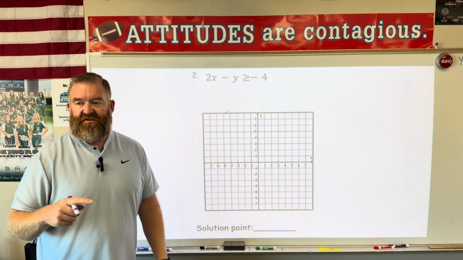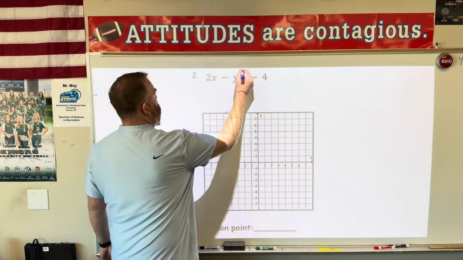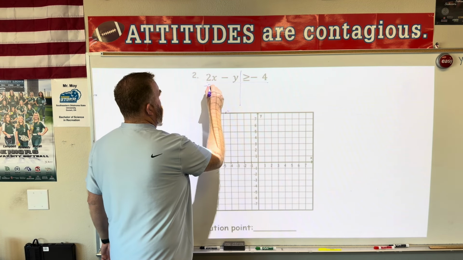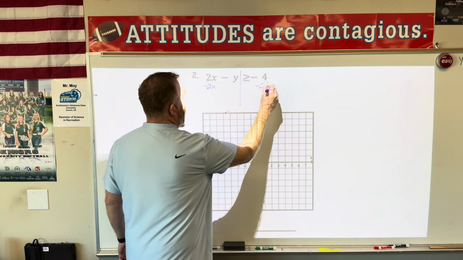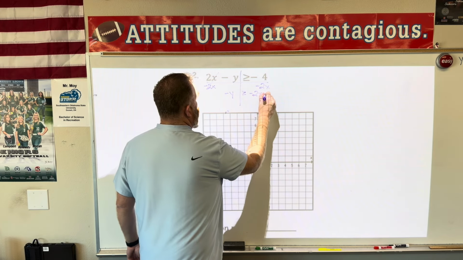So how do I get it in y equals form? Move the x, then divide by y. We've done a ton of these. Positive 2x becomes a what? Negative. So I'm going to put negative 2x over here. So I've got negative y is greater than or equal to negative 2x minus 4, yes?